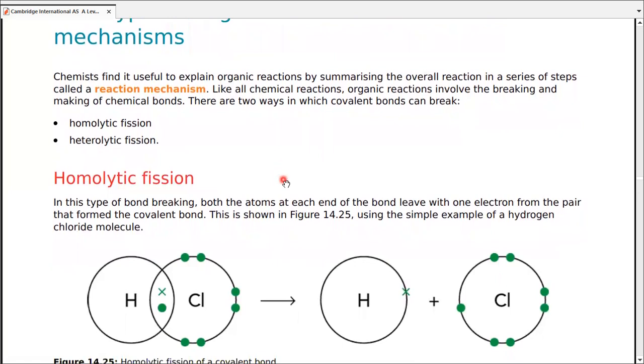So before we get started, there is something we need to explain: how covalent bonds can break. There are really two main ways by which covalent bonds break. We call them homolytic or heterolytic fission.